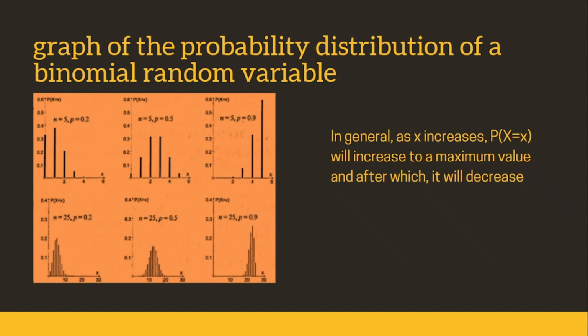And so that is what the graph of the probability distribution table of a binomial random variable looks like. And in general, as x increases, P(X equals x) will increase to a maximum value, after which it will then decrease. So it's kind of a peak mountain.